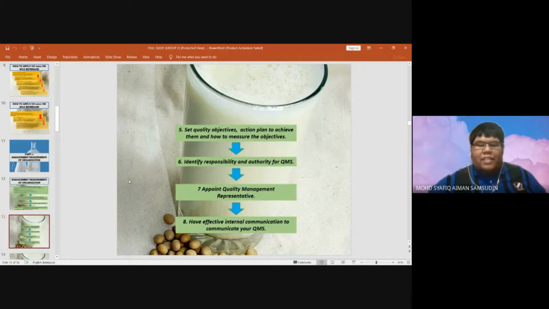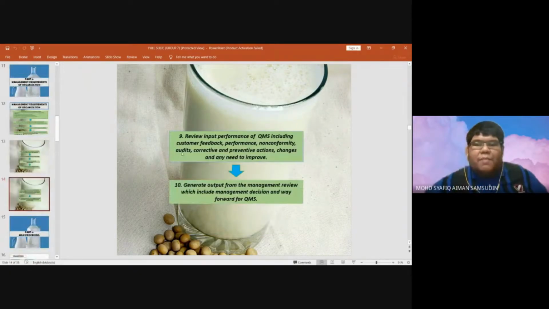Eight is to have an effective internal communication to communicate the company QMS. And next is to review input performance of QMS. And lastly is to generate output from the management review.